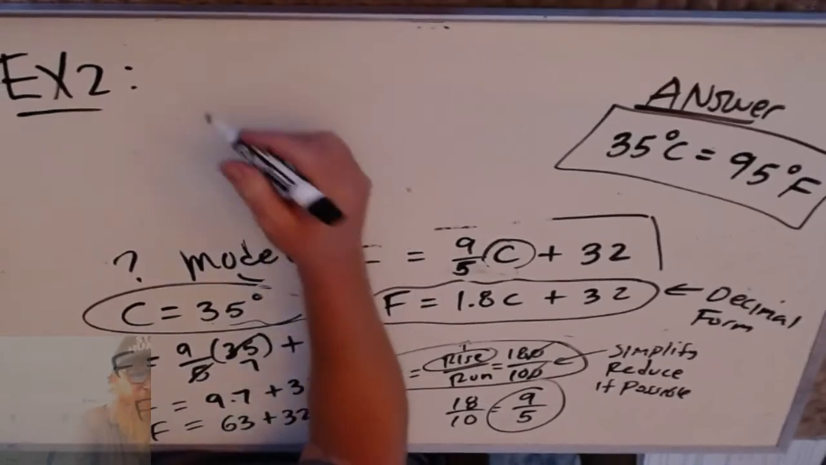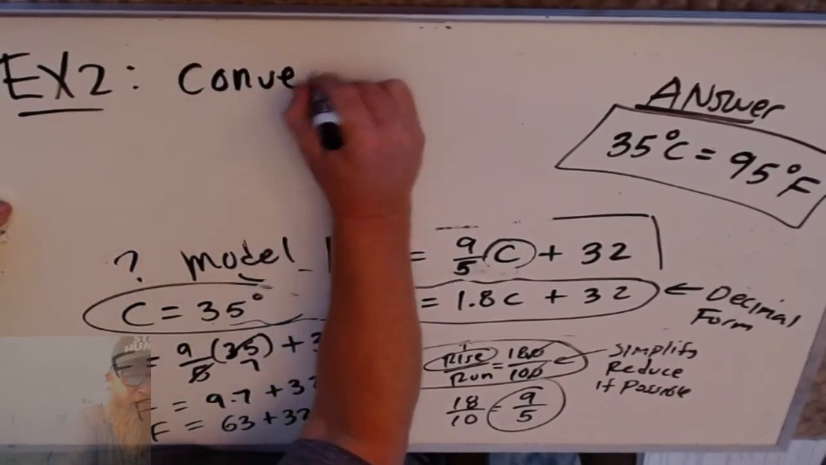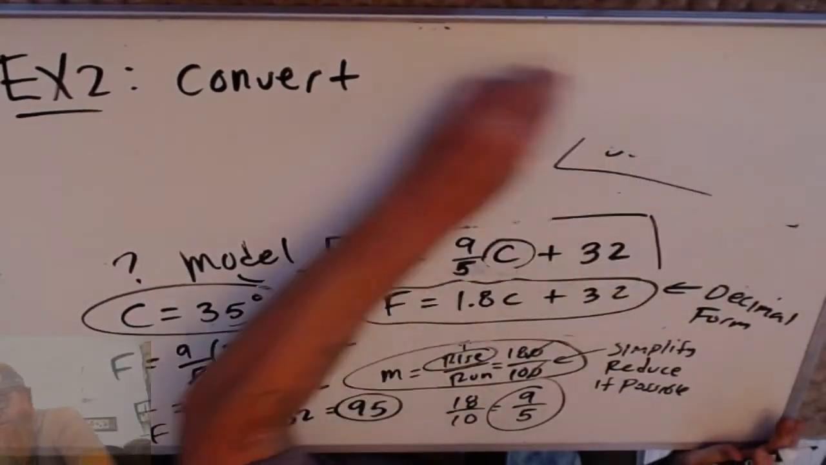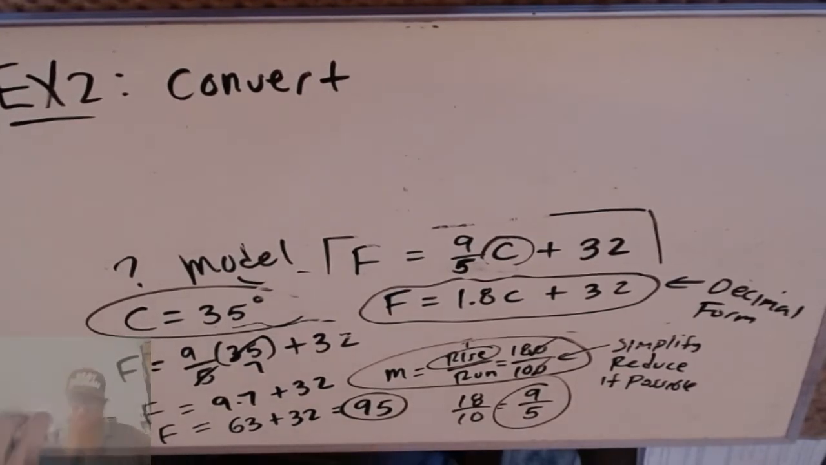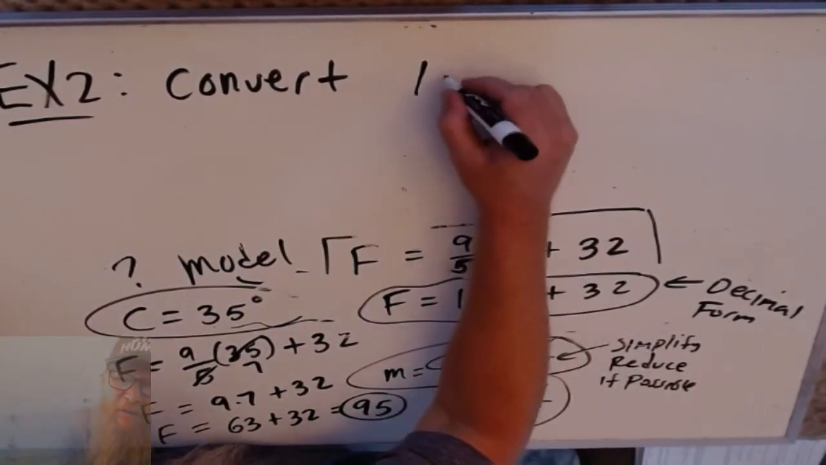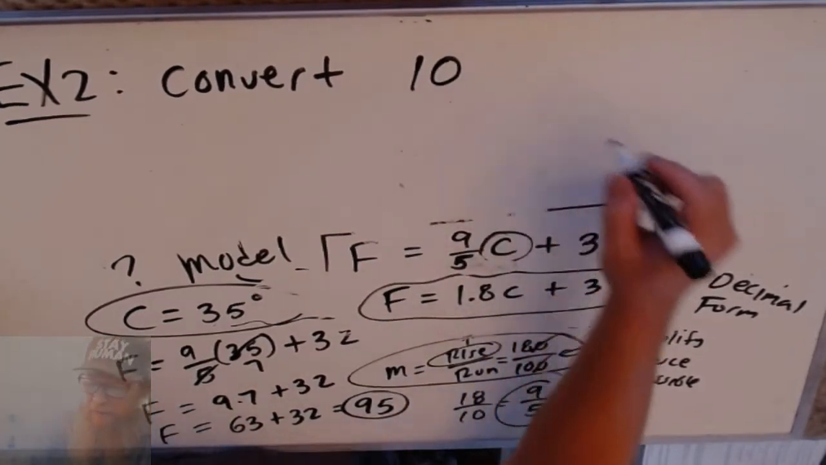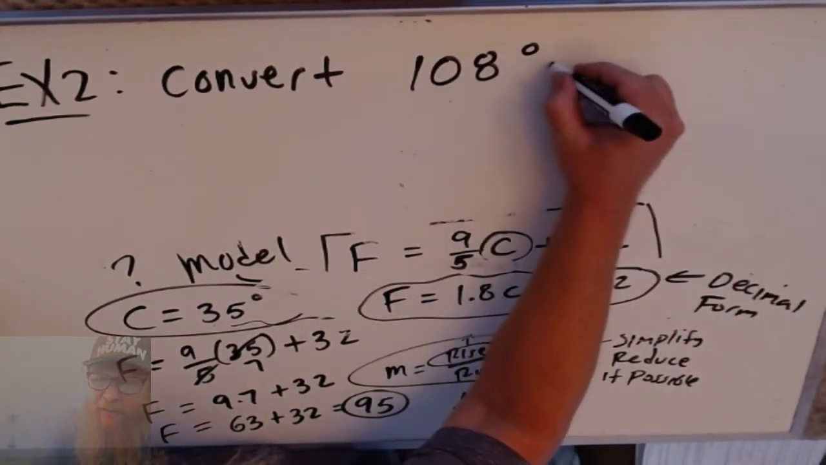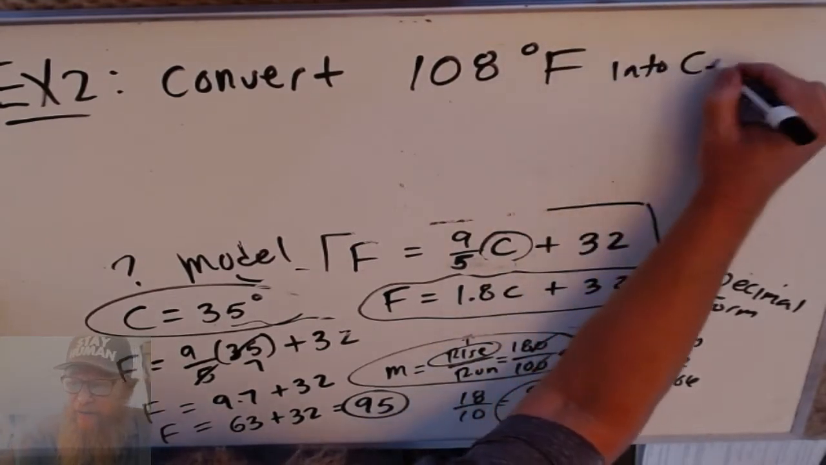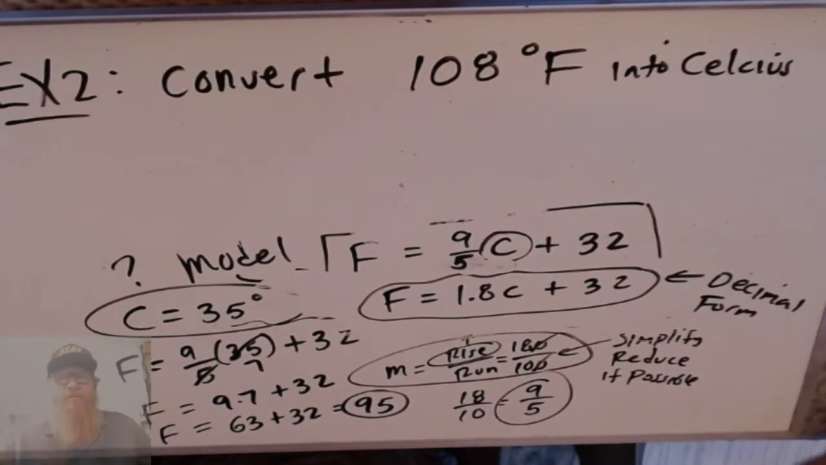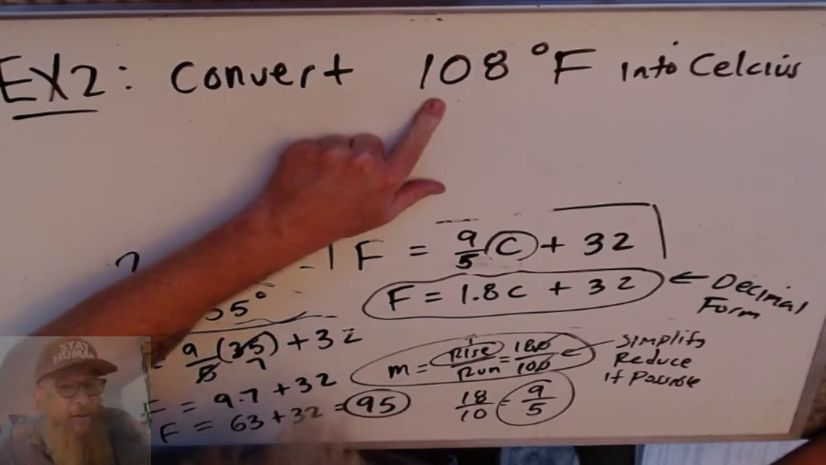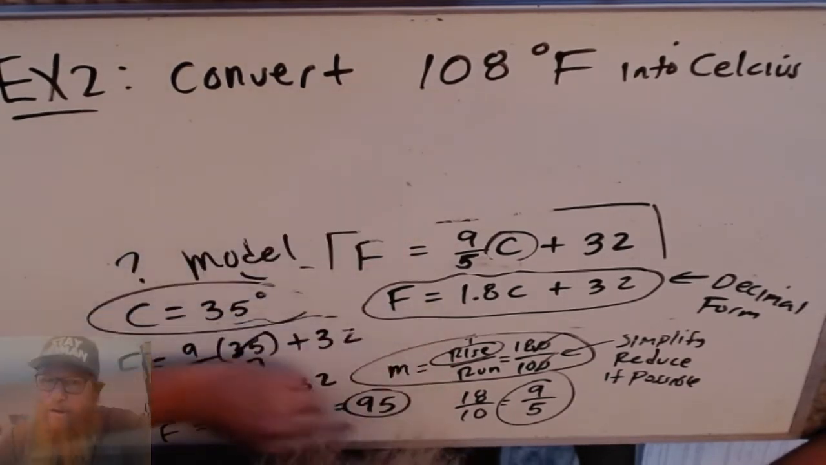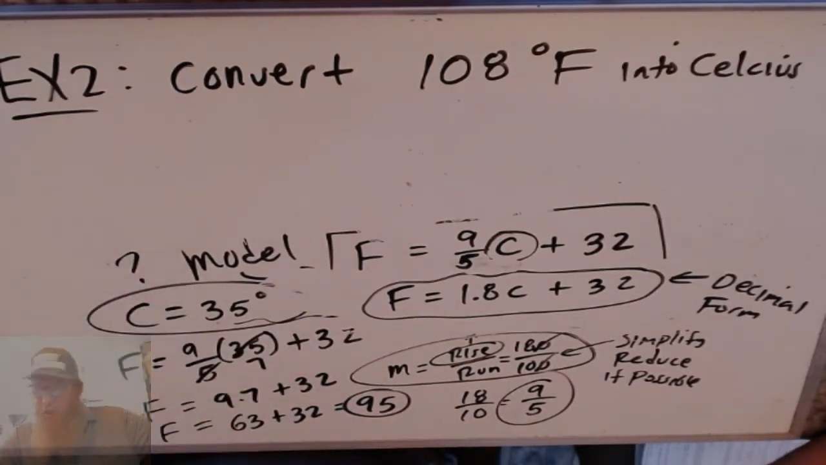Example 2. Convert 108 degrees Fahrenheit into Celsius. I picked 108 because I think that was the temperature today in Palm Springs. It might have been yesterday, but it's been pretty hot lately. So that's like a current desert temperature. So let's turn it around the other way.